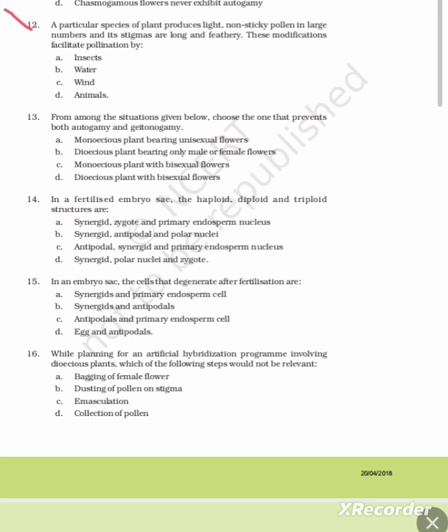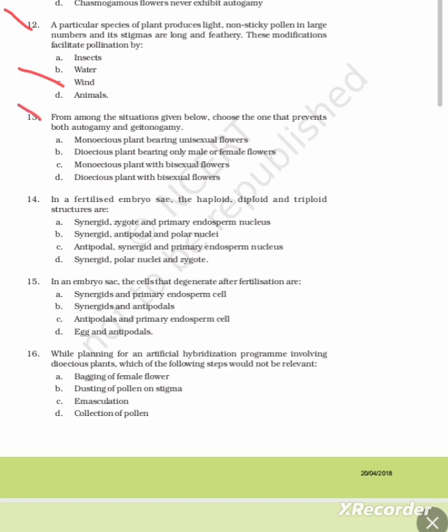self-pollination. 12th question, there is one plant that produces light non-sticky pollens that are in large number and the stigma is long and feathery. So this type of pollination we are going to find in wind pollination. So the plants that pollinate through wind have these characteristic features.